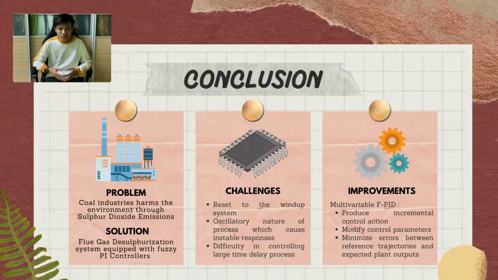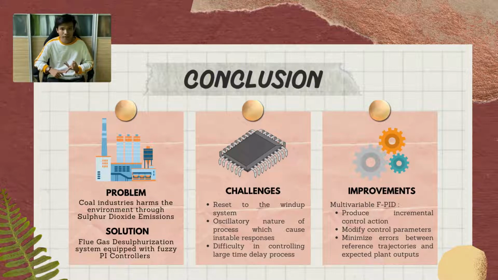However, this process has several setbacks, namely reset windup of the system, oscillatory response, as well as difficulty in handling large time delay processes. To overcome this, multivariable FPID can be utilized, in which it produces incremental control action by modifying control parameters and minimizing errors.